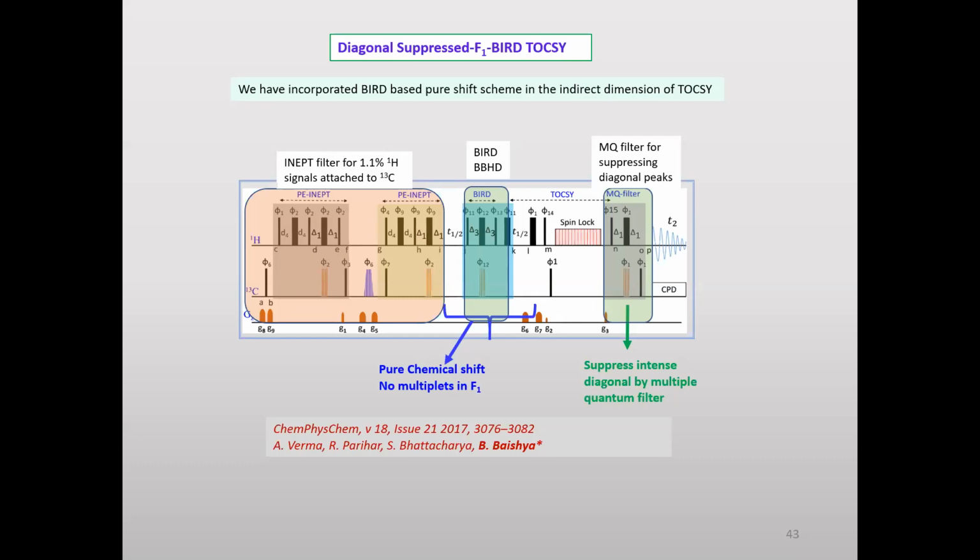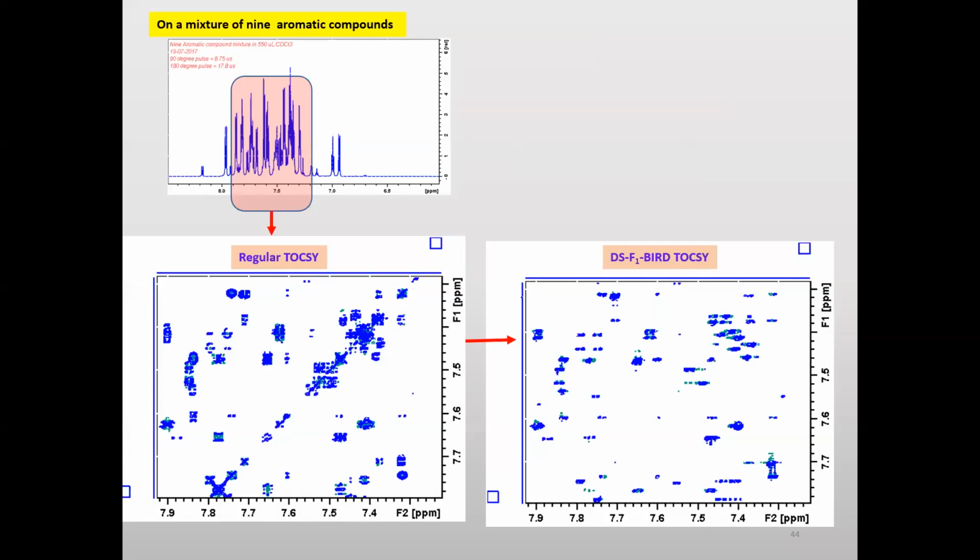When the signal goes to the direct dimension, there's a multiple quantum filter. We found that the diagonal signals in TOCSY in this kind of experiment are the magnetization directly attached to 13C, the proton signals directly attached to 13C, whereas the cross peaks are the magnetization which are actually attached to carbon-12. So one can use a multiple quantum filter to suppress the diagonal.